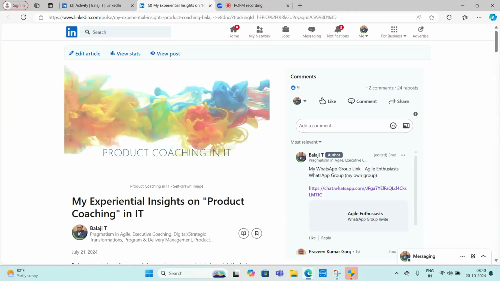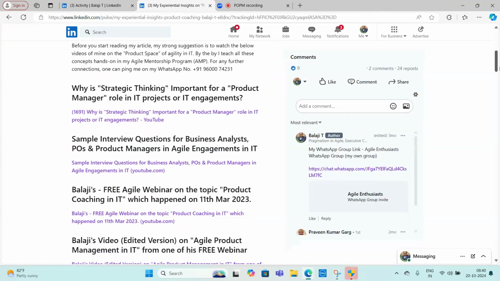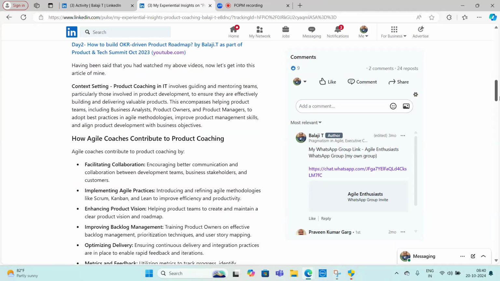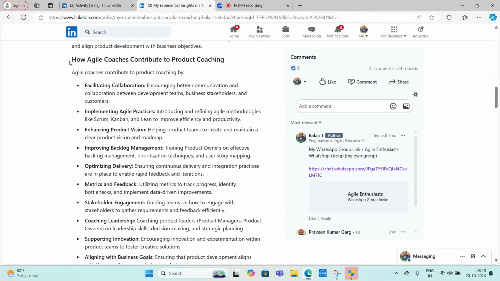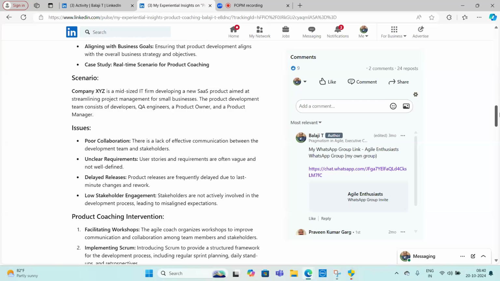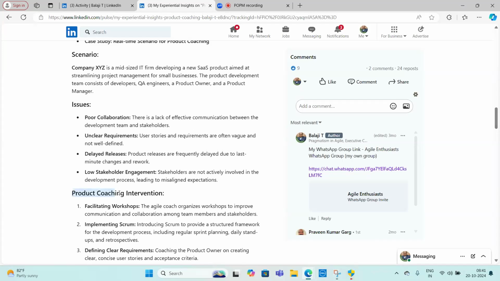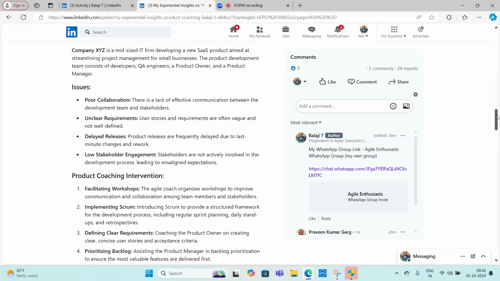My experiential insights on product coaching in IT. Some of the people have given a thumbs up. If you come here, again I have put some links on how agile coaches can contribute to product coaching. If you are a successful agile coach from a process capability perspective and now want to get into product coaching, you can slightly tweak or customize your preparation. I have given some scenarios also, and in which scenario there is an intervention from the product coach.